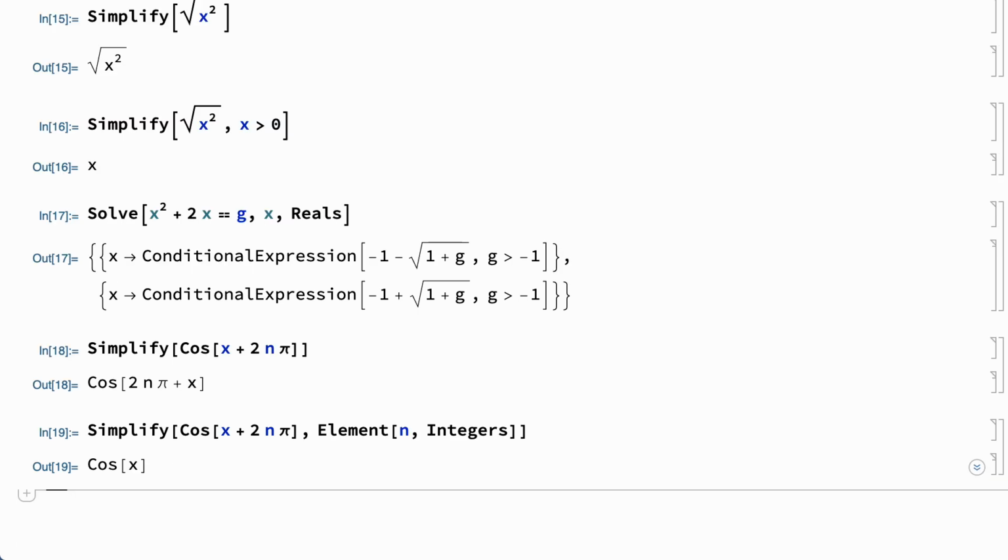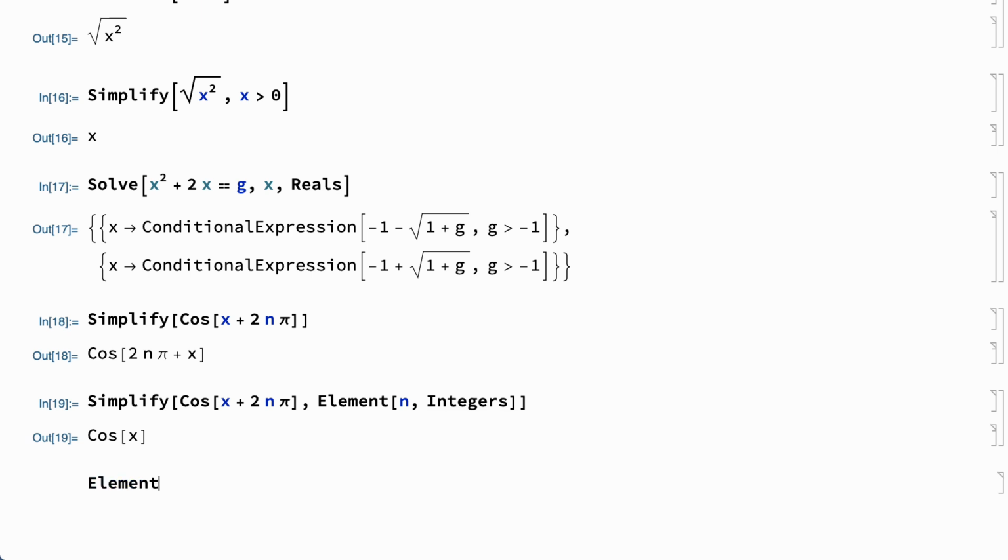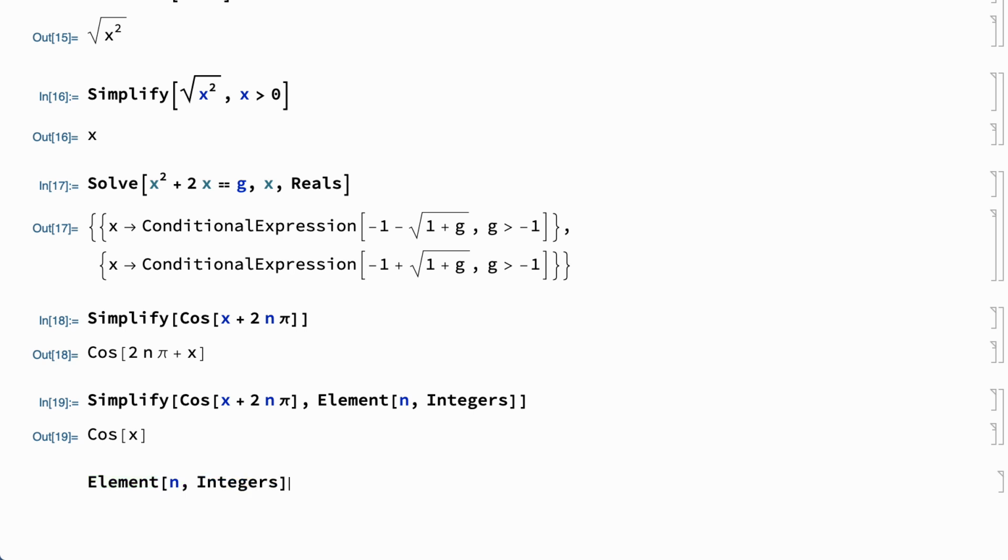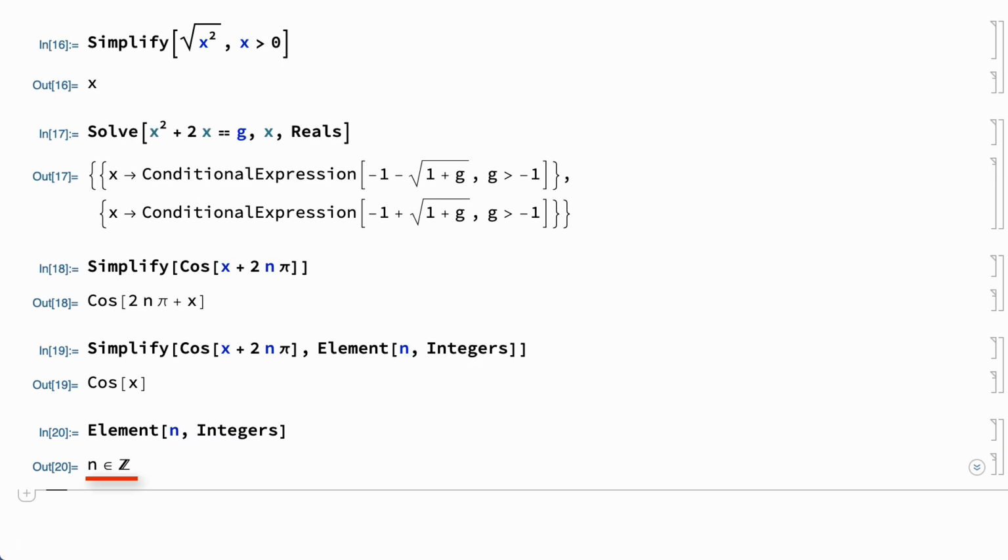In mathematical terminology, Integers and the specification Reals from the previous example are called domain specifications. The traditional mathematical notation for specifying that n is in the domain of integers uses the element symbol and a symbol that looks like a Z, which is the traditional notation for the integer domain.